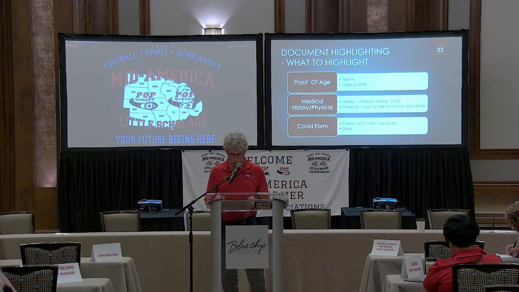Medical history, physical history, you want to highlight the parent's name and date. On the physical, you want to highlight the doctor's name, stamp, and date, or stamp. That's what we're looking for. Now, if there's other things you want to highlight that is important to you, go for it, but that's what we want. And then the COVID form, make sure you got the parent and child signature and date on that.